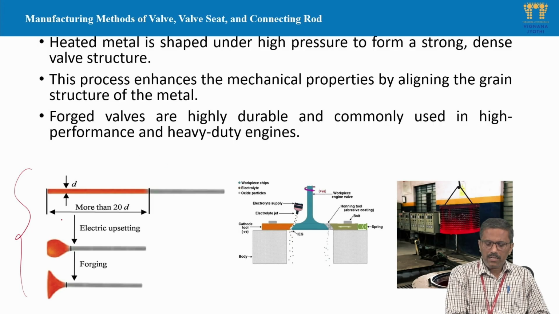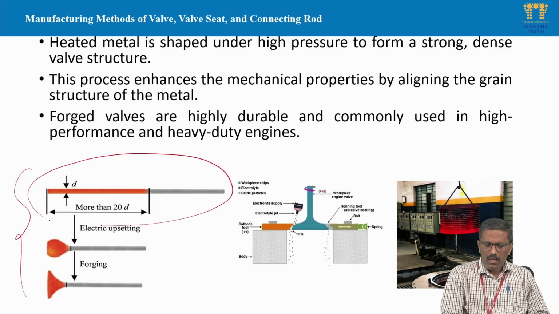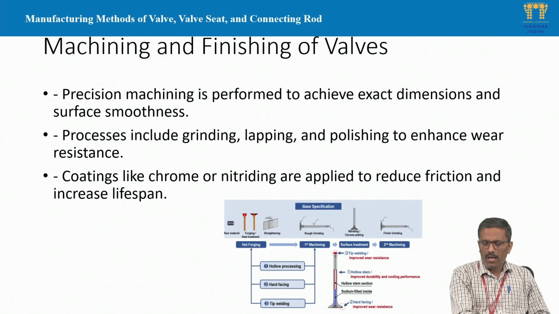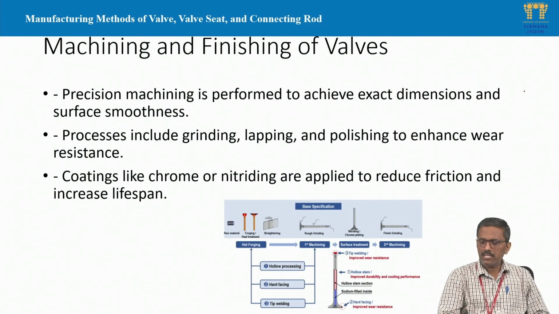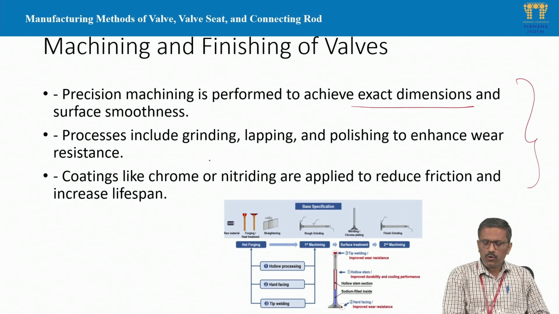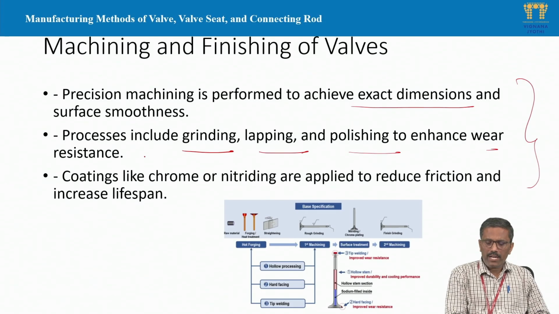Initially we take a cylindrical rod, and then using upsetting, which is a forging process, we manufacture the head portion of the valve. Then we go for machining and finishing so that we get exact dimensions. Precision machining is performed to achieve the exact dimensions and smoothness of the surface, which includes grinding, lapping, and polishing to enhance the wear resistance.